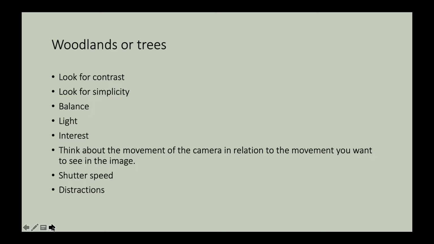It may be a tree in the distance, it may be two trees on the left, it may be a boulder in the front. But just think about where you would like to direct the viewer's eye when they look at your ICM. And then think about the movement of the camera in relation to the movement you want to see in the image. So if you want very smooth tree trunks, you will want to follow the movement of the tree trunk. If you don't mind whether your tree trunks are smooth and straight, then you can start to move in all kinds of directions. And then we have the shutter speed. That will affect what detail you hold or lose. And then distractions is quite a big thing with trees.